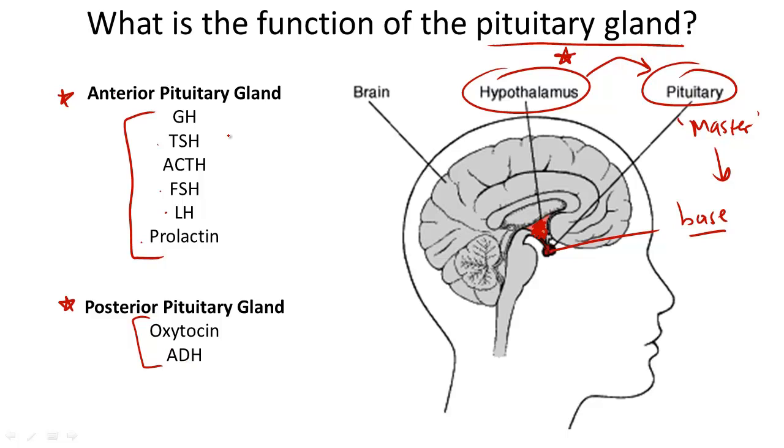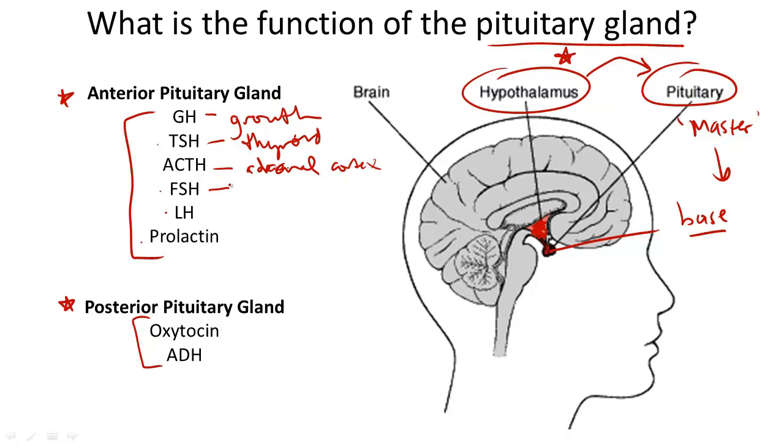The functions of these hormones vary. Let's go over them briefly. Growth hormone promotes bone growth, especially during childhood and adolescence. Thyroid stimulating hormone stimulates the thyroid to secrete thyroid hormones, regulating metabolism. Adrenocorticotropic hormone stimulates the adrenal cortex to secrete hormones.